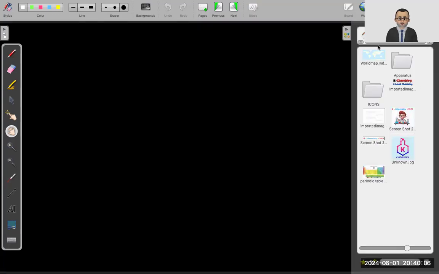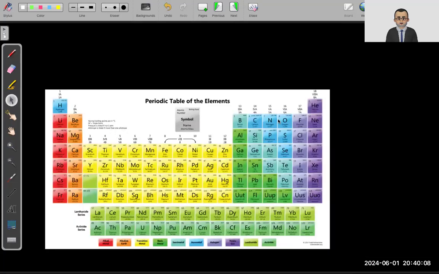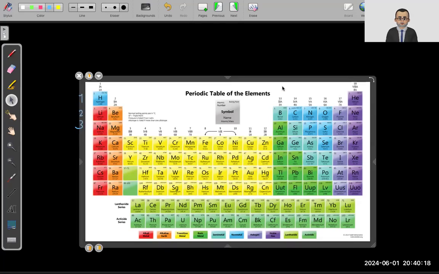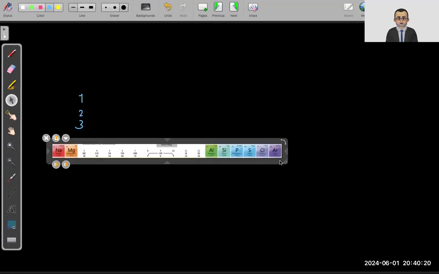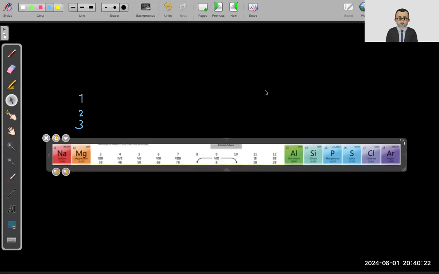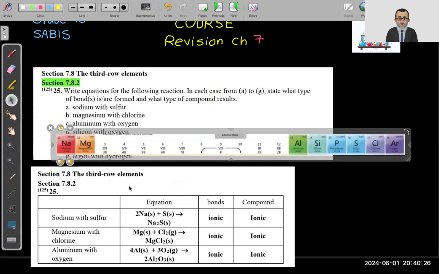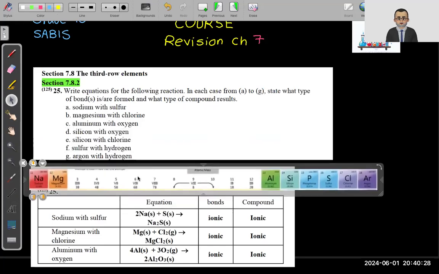So this is a periodic table and this is the third row, meaning period number 3. What's period number 3? This is period number 1, 2, and 3. So he is specifically focusing on these elements from sodium until argon. These are the ones that he is focusing on and will react. So he will react them with what? Let's see. The first reaction is between sodium and sulfur.